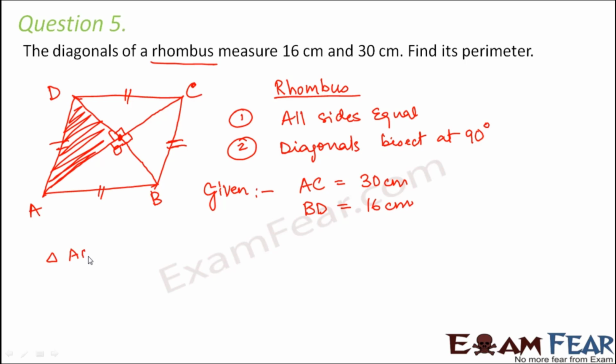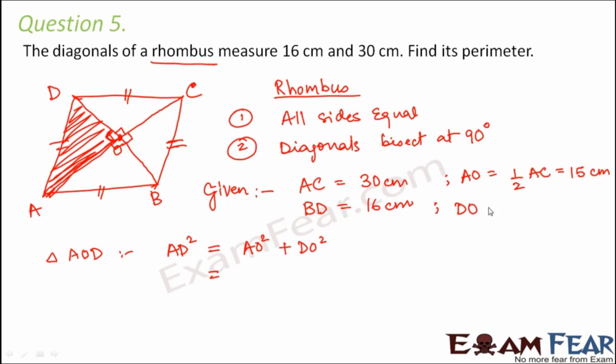So in triangle AOD, as per Pythagoras theorem, what can we say? Hypotenuse square, which would be the hypotenuse. This is the 90 degrees, so the side opposite to 90 degrees is AD. So AD square will be equal to AO square plus DO square. Right? So what is AO? AO is nothing but half of the diagonal AC. So AO will be equal to half of AC, which would be 15 centimeters. Similarly, what would be DO? DO will be half of BD, that is equal to 16 by 2, which is equal to 8 centimeters.